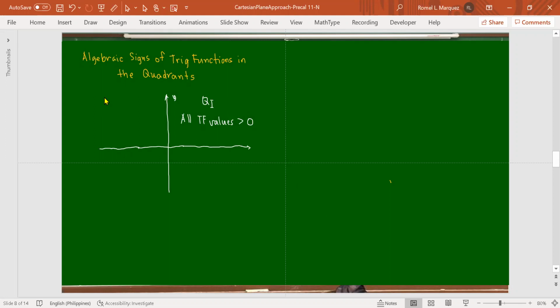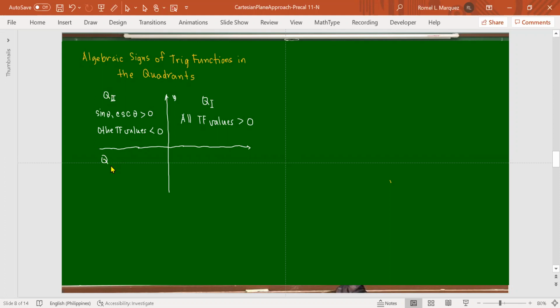What about in the second quadrant? Only sine and its reciprocal, cosecant, are positive. The rest, the other trig function values, are negative. The ones not there are cosine, secant, tangent, and cotangent.